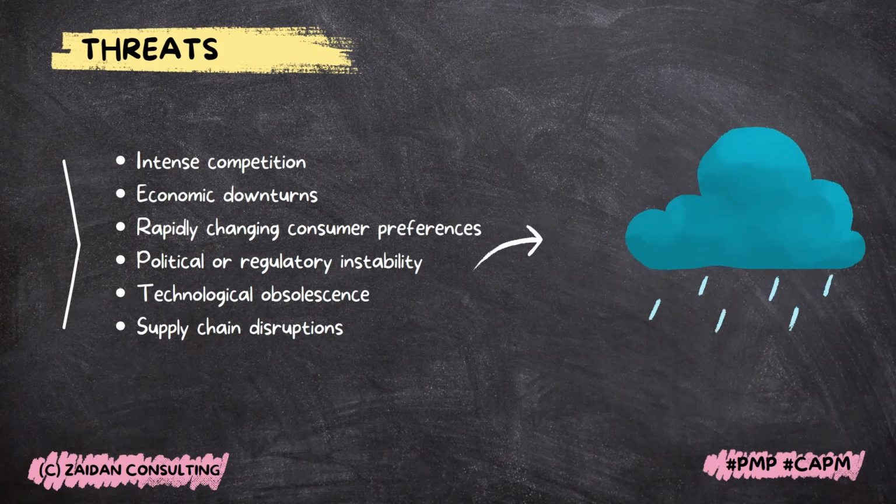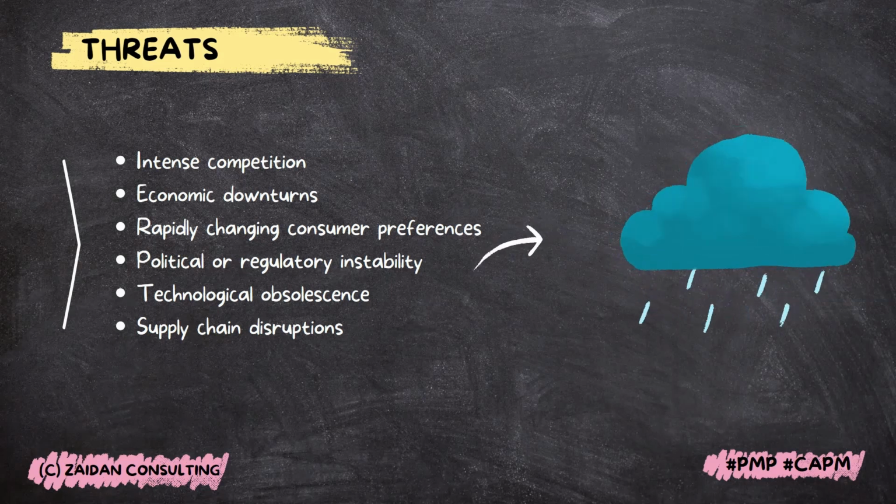Threats. These are external factors that could potentially harm the organization's performance. Threats could include intense competition, economic downturns, rapidly changing consumer preferences, political or regulatory instability, technological obsolescence, and supply chain disruptions.